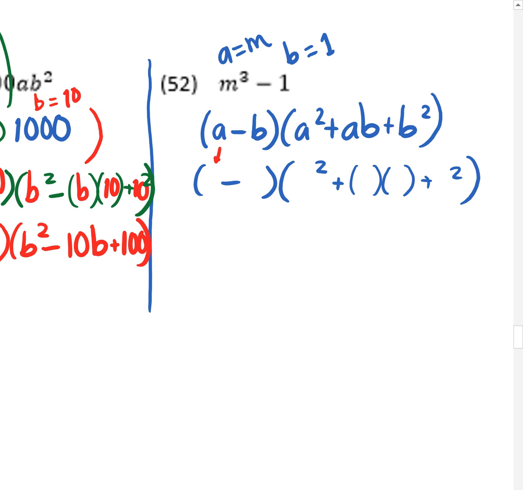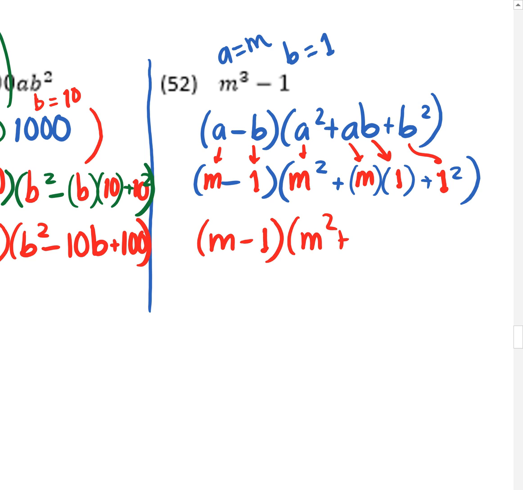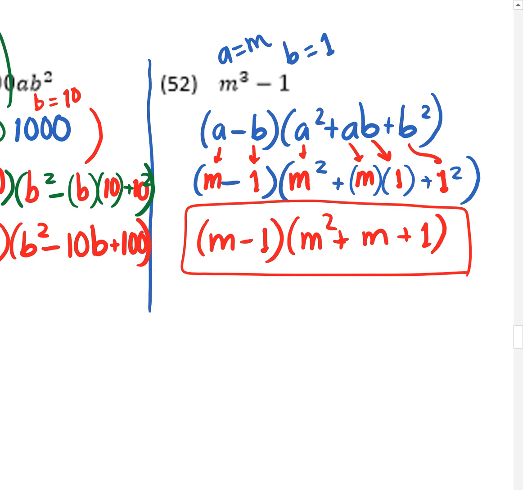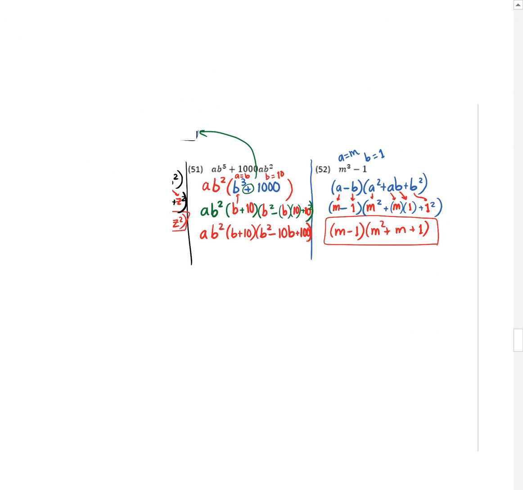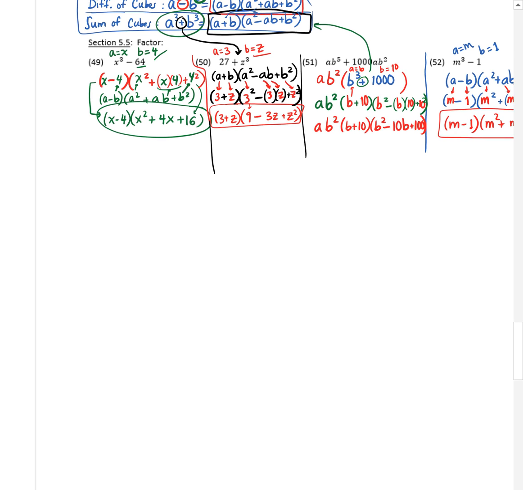So, okay, a was m, here was an a, here was an a, and here was an a. Here's a b, that's supposed to be a 1, this b is going to be a 1, and this b is going to be a 1. That's m minus 1, m squared plus m times 1 is m, 1 squared is 1. That's it. That can't really be simplified. All right.